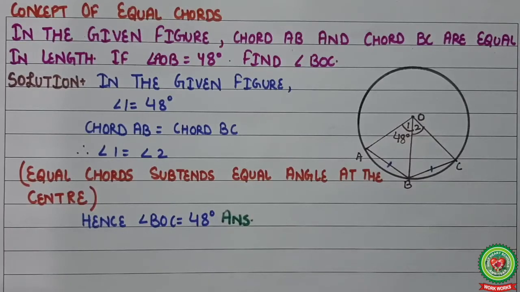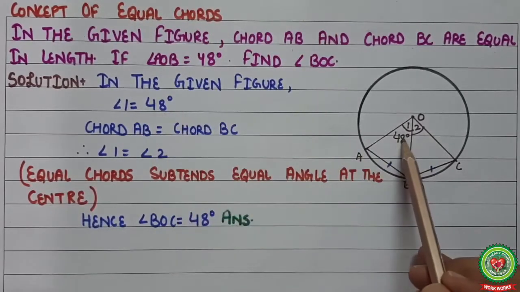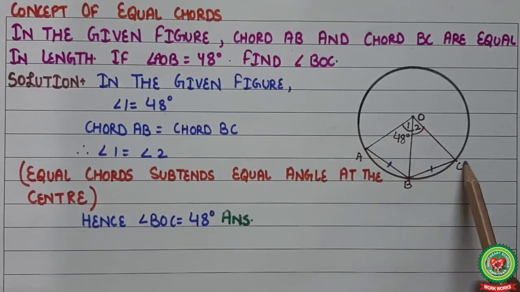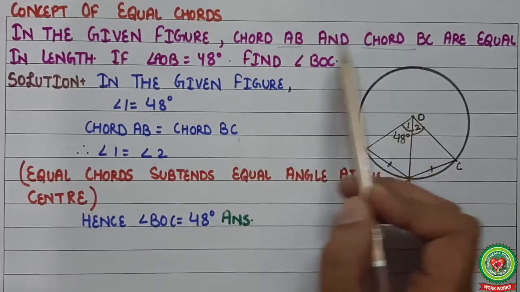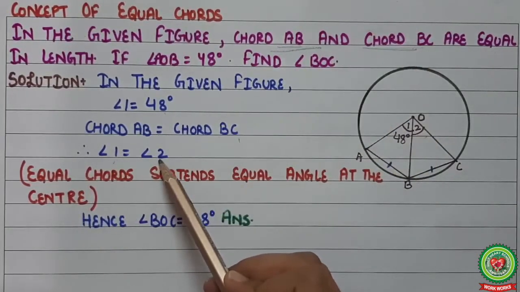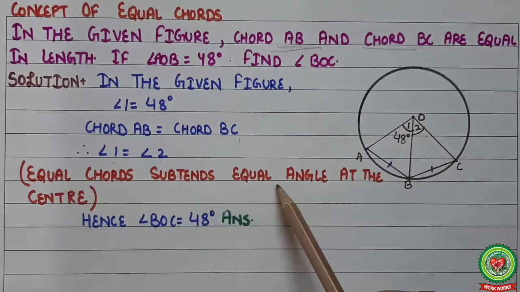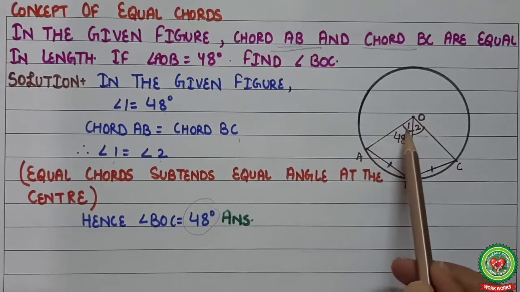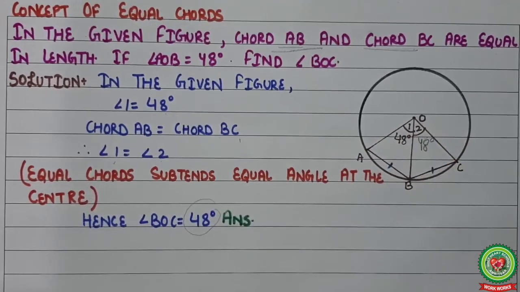Now let's have a look at the solution. Solution is, in the given figure, angle 1 is equal to 48 degrees. This is given to us, and also the length of chord AB and the length of chord BC will be equal because this is given to us in this statement. Therefore angle 1 is equal to angle 2 because just now we have done one result, that is equal chords subtend equal angle at the center. Hence angle BOC will also be 48 degrees. So this is the answer of the given statement.